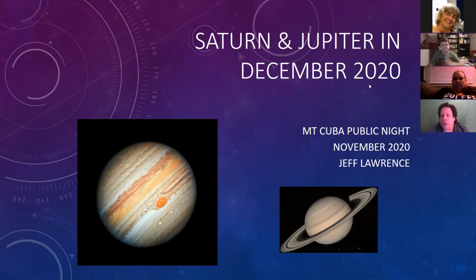And the history of people trying to understand the stars and the sky is them understanding how things were moving around and building models and trying to understand how it all worked. Away we go. So I'm going to be talking about Saturn and Jupiter in the sky in December of this year.